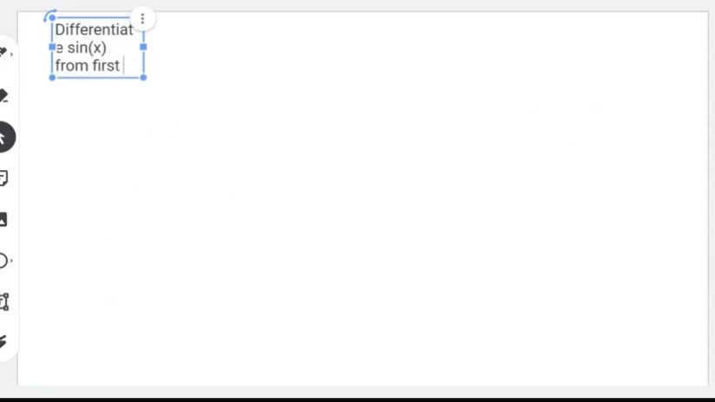Can you differentiate sine of x on first principles?